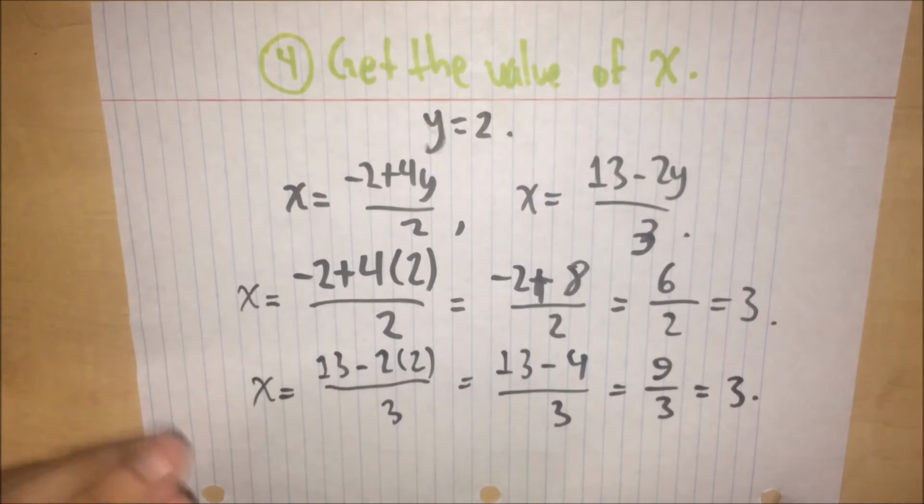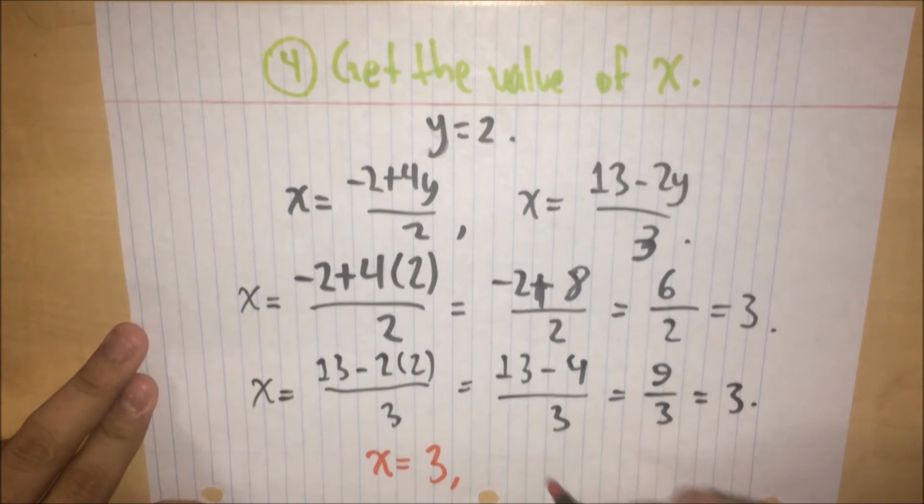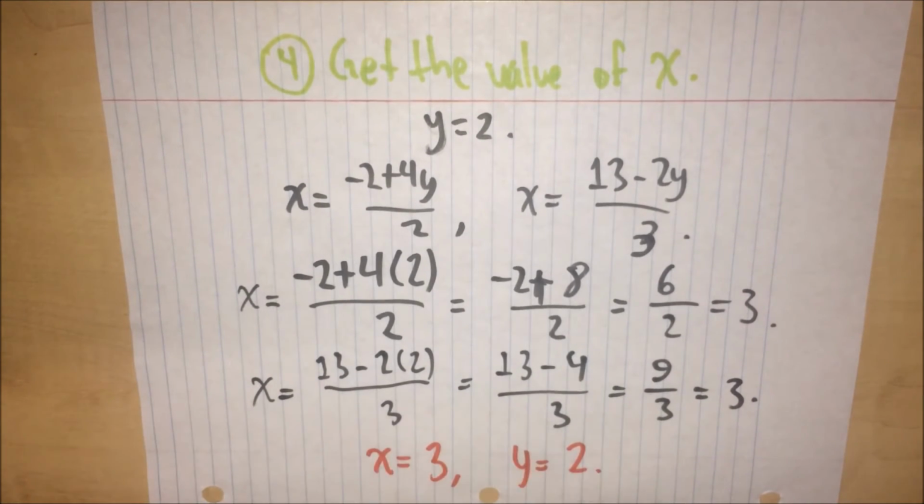So we are done. The final result for our system of equations is x equal to 3 and y equal to 2. And that's it.